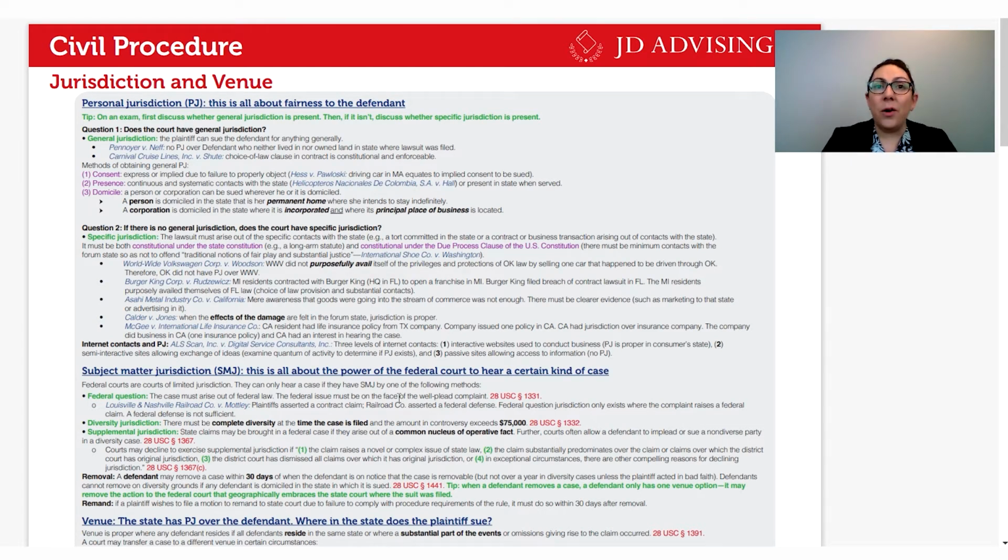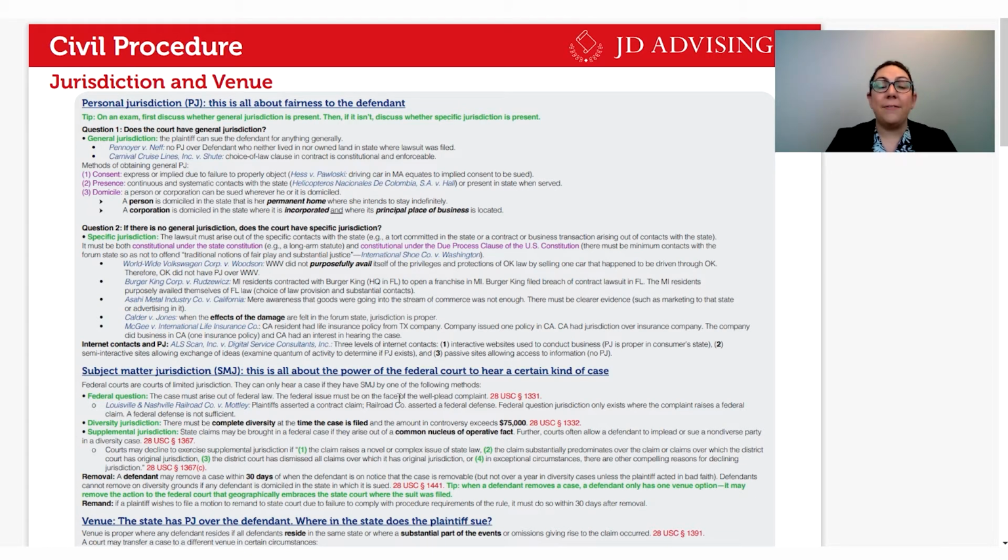So if there is no general personal jurisdiction, so if there was no consent, there's no presence, and we can't establish a domicile, or if we want to file somewhere other than the person or corporation's domicile, our second option is to look to see if there is a court with specific personal jurisdiction over this defendant. Now, unlike general personal jurisdiction, where the defendant could be sued for literally anything, specific jurisdiction means that the lawsuit has to be related to the contacts with the state.